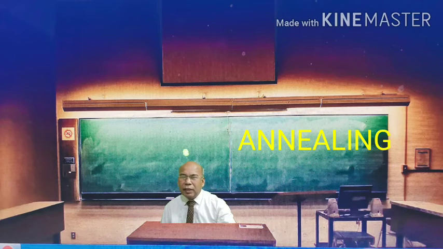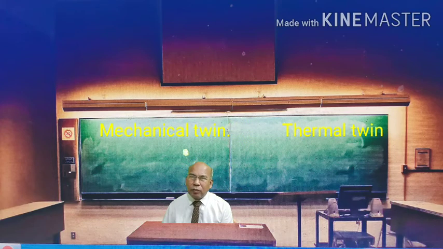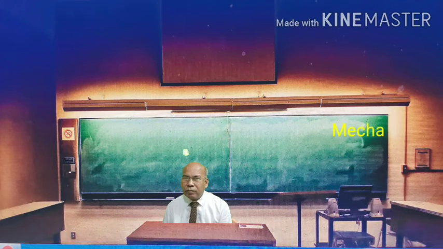So, mechanical twin and thermal twin are the two types of twins. Mechanical twin is due to an externally, suddenly applied load. Thermal twin occurs due to heating and cooling: heating to a high temperature and cooling at a slow rate. These things may affect the performance of the body whenever it is used.